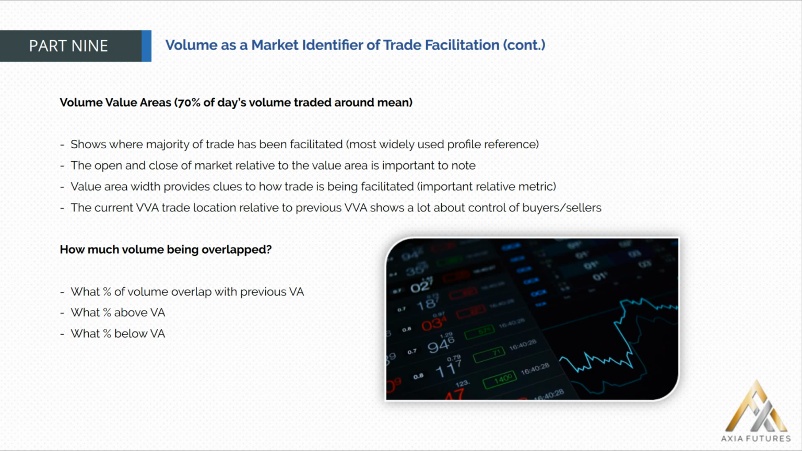So, some of the things you can look at is what percentage of volume overlaps with the previous value area. If you see that roughly 50% of today's value area is contained within the previous day's value area, versus maybe 25 or 10%, that's telling us the relative change or degree of overlap. And then it's important to understand what percentage of trade is being facilitated above the previous day's value area, or what percentage of trade is being facilitated below it. Whilst these aren't necessarily that important, they can provide us with some very technical clues.